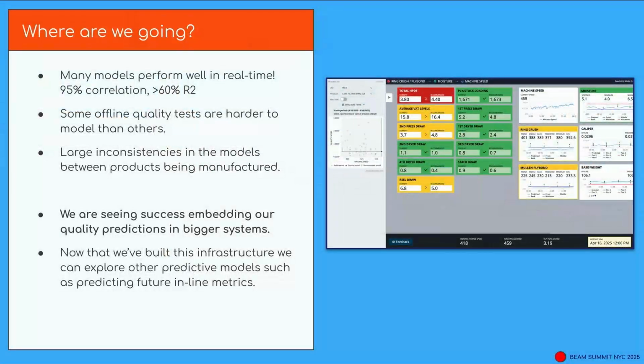Yeah, and so where are we going? A lot of our models perform really well, with like 95% correlation with a greater than 60% R squared value. Some offline quality tests are just harder to predict than others.